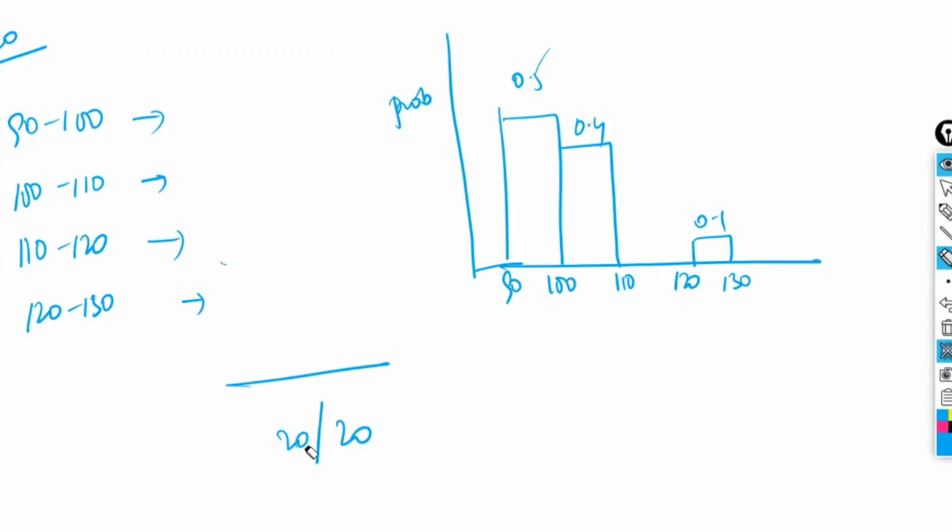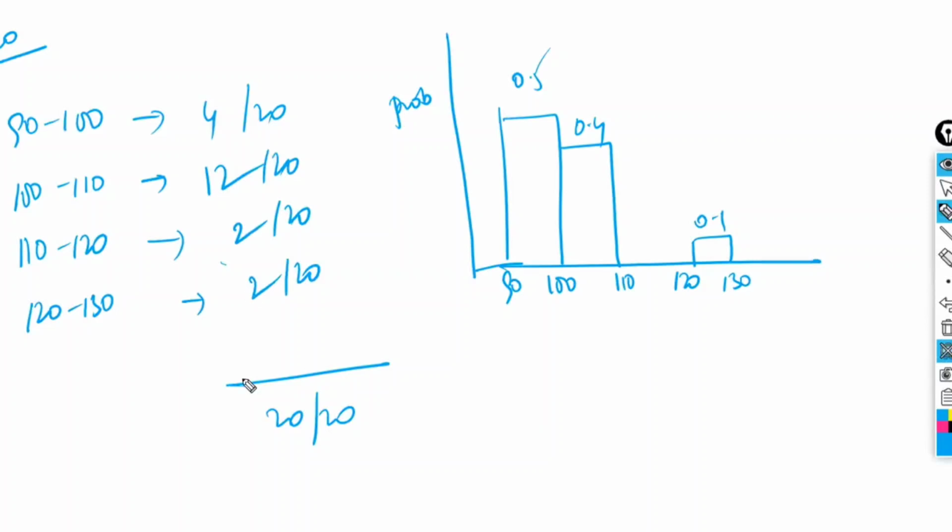You are having from 90 to 100, 4 students. You are having 12 students. You are having 2 students. This one also 2 students. Now, again, it is 20 by 20 only, right? If you divide by 20, the sum of the probabilities is nothing but 4 by 20 plus 12 by 20 plus 2 by 20 plus 2 by 20. Always 20 by 20. Sum is always equal to 1. Always the sum of the probabilities is equal to 1.